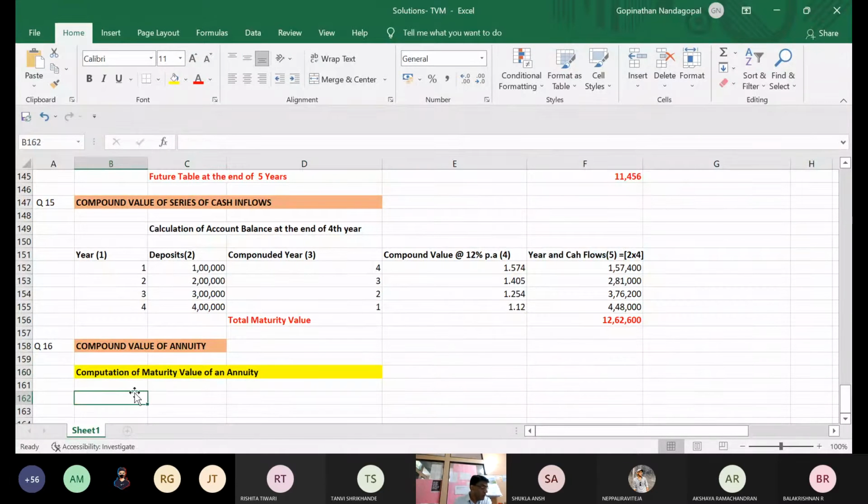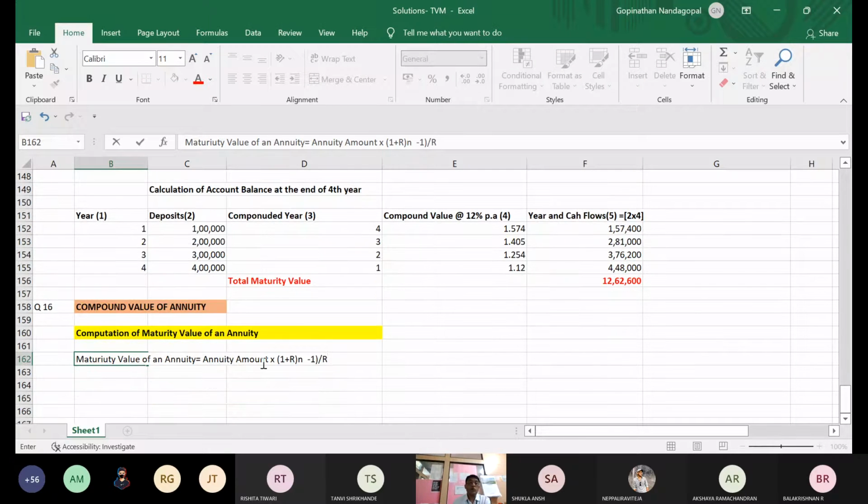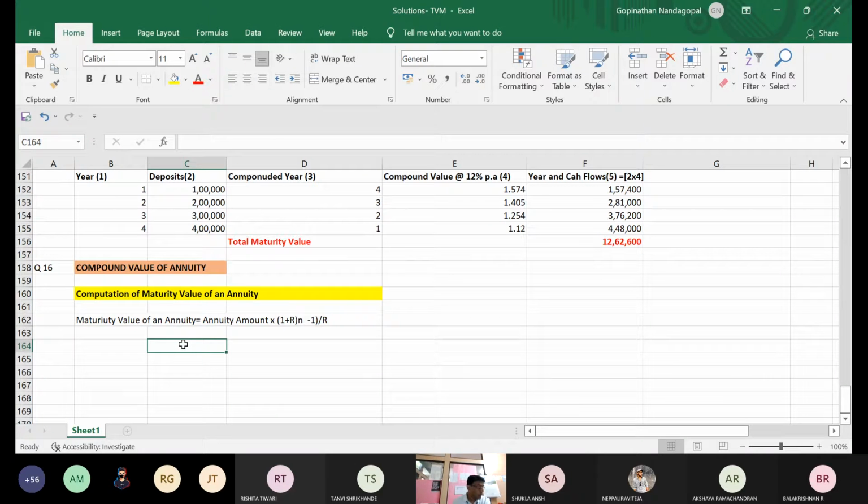Okay. Now what is the formula? The maturity value of an annuity is equal to annuity amount into (1 plus R) power of n minus 1, divided by R. So now if you see the problem, your annuity amount is 2000.